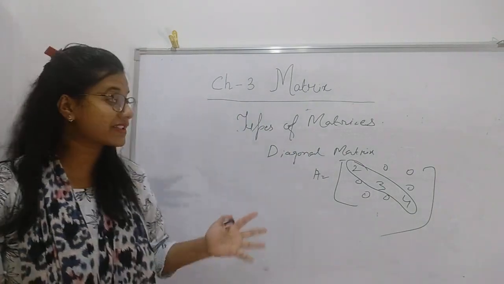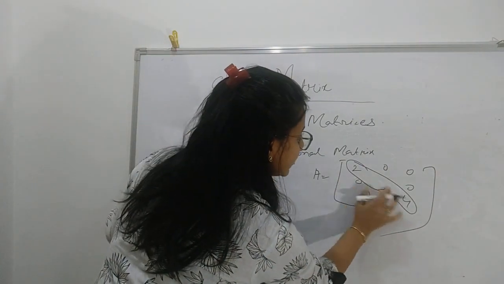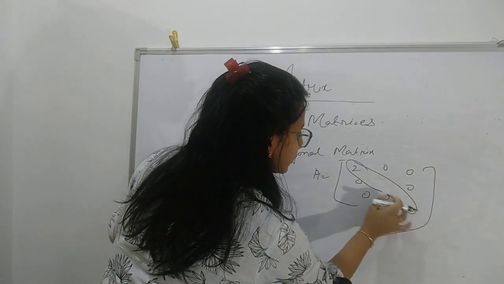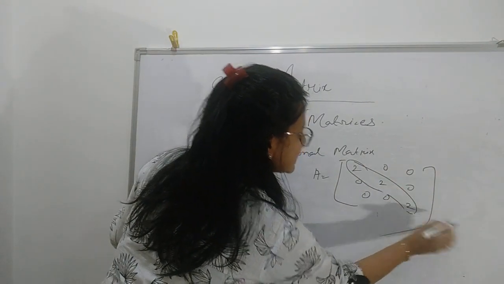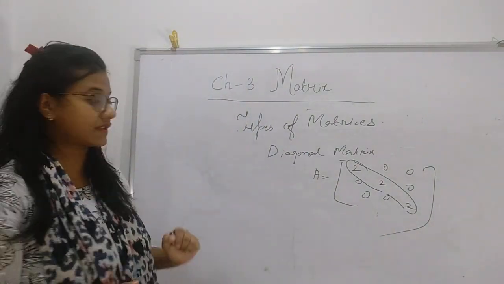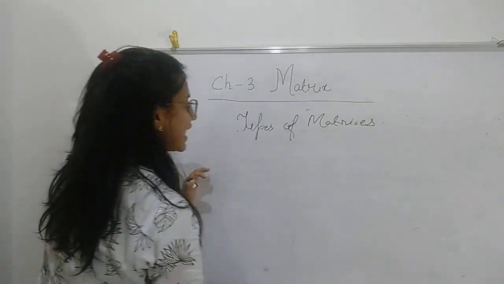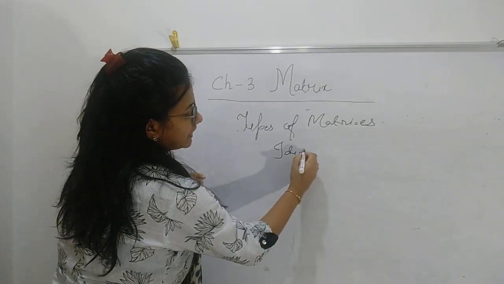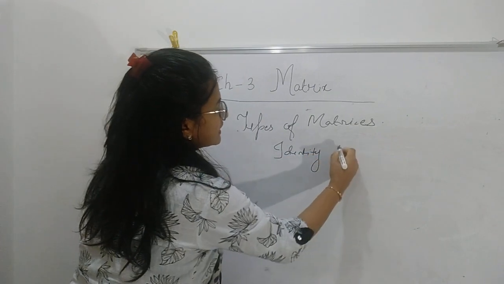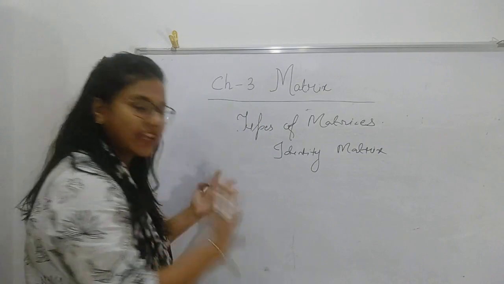Another type of the matrix is scalar matrix. What is scalar matrix? Scalar matrix is same. Only difference is the elements which are present in diagonal will be same. So scalar matrix is a type of the diagonal matrix. Another matrix is here which is identity matrix. What is identity matrix? Identity matrix is a type of scalar matrix. It's a type of diagonal matrix also.